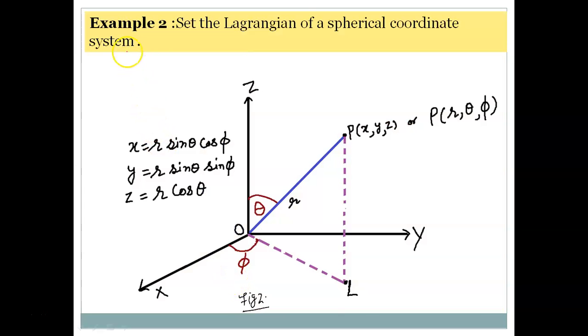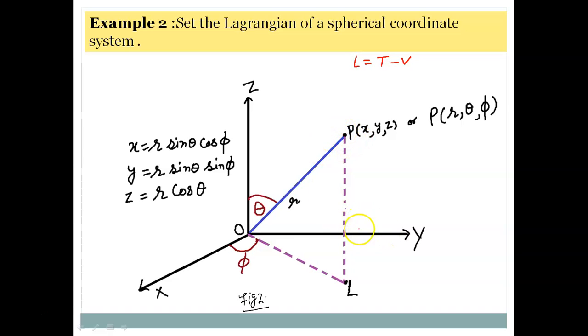Now come to example 2. Set up the Lagrangian in a spherical coordinate system. For obtaining the Lagrangian, we require two things: the kinetic energy and the potential energy. Now we are talking about the spherical polar coordinates, so we should first know the relationship between the Cartesian coordinates and the spherical polar coordinates.